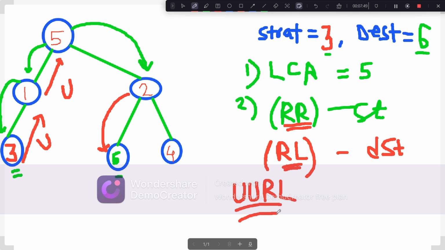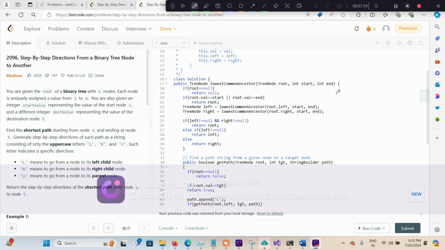Now I will show you my code. I will explain even how to find the LCA and how this overall works. So let me explain my code for you. So I see here, first of all I have written how to find the least common ancestor. These are our start and end values, and this is our root.